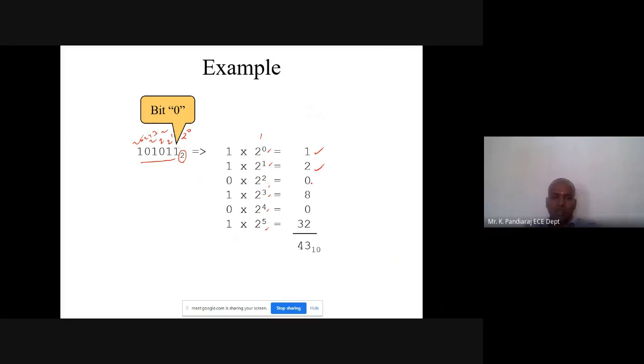0 into any value is 0 only. So 2 power 3 is 8, and 1 into 8 is 8. 0 into 2 power 4 is 0 only. 2 power 5 is 32, so 1 into 32 is 32. Now add it together, and we will get 43. So the equivalent decimal value for 101011 is 43.